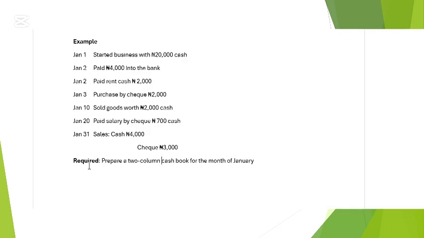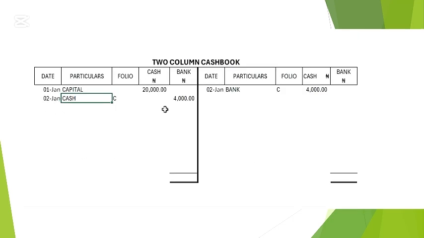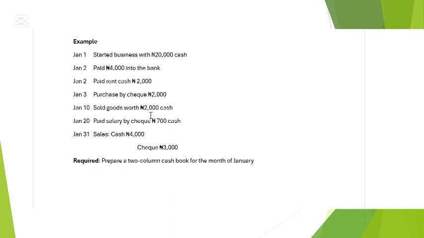That's the contra entry. Second again, paid rent cash 2,000 naira. On the second, you paid rent, money is leaving, you are paying out. So we go to the credit side, paid rent. How much? I think it's 2,000 naira.